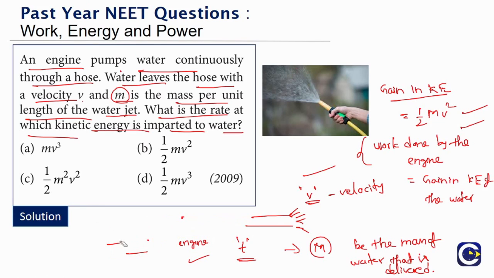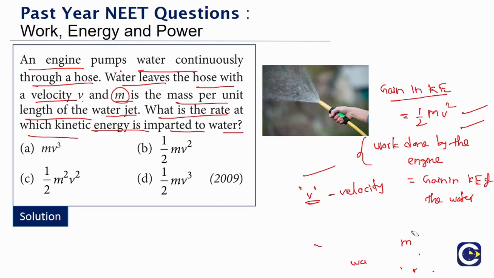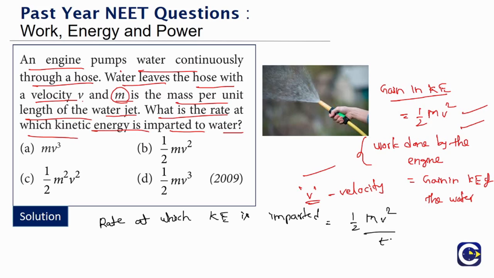So the kinetic energy given to the water in this case is half capital M into V square, right? That is the kinetic energy gain, the kinetic energy imparted to the water. In how much time? In a time small t. So the rate at which kinetic energy is imparted, rate means we always divide by the time taken, which is half capital M into V square divided by t.